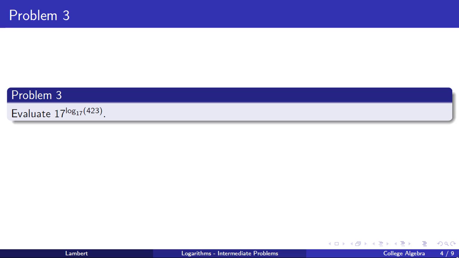All right, taking a look at our third problem. Evaluate 17 to the log base 17 of 423. So this might freak us out at first. We have log base 17 of 423. We don't know what 17 to what power gives us 423, but actually if we have our properties of logarithms in place, we don't even have to worry about that.